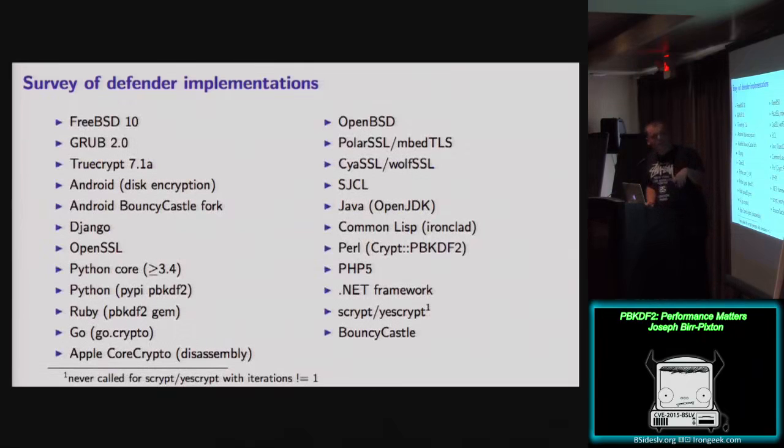Interesting things on this slide. Scrypt: most people know scrypt has a PBKDF2 pre-processing and post-processing step, but it only runs it with iterations 1. So it's kind of interesting, but it doesn't change scrypt in any way. However, if you want PBKDF2, you probably shouldn't go and take theirs. And Apple CoreCrypto as well, which was mentioned yesterday, I think. All the rest were from code review. This one's from disassembly because Apple hates freedom.